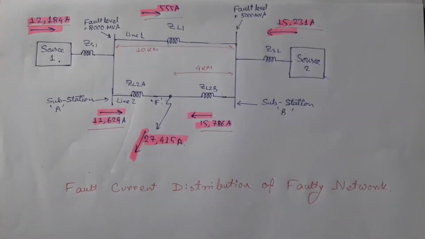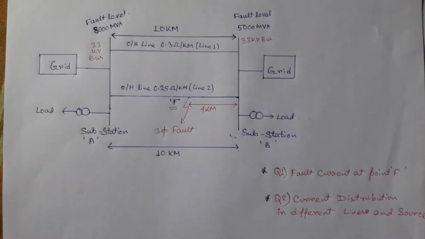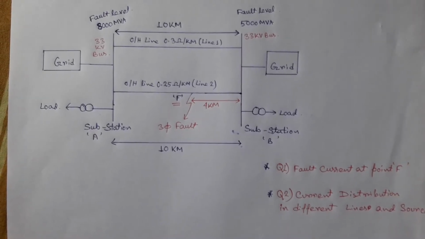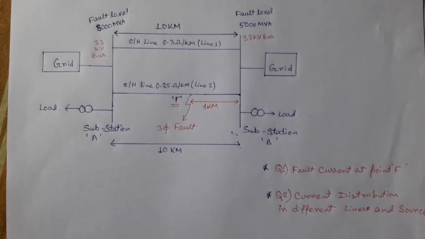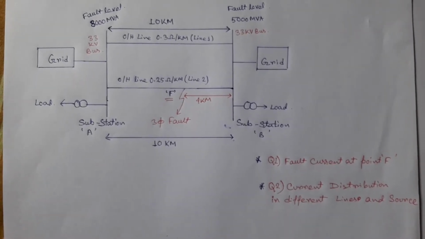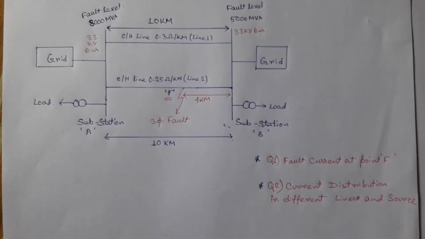But how to calculate this fault current distribution? In this video, we will discuss how to calculate fault current distribution in a 33 kV network synchronized with two grid sources. Before calculation, we will know details of the 33 kV network we are discussing about.